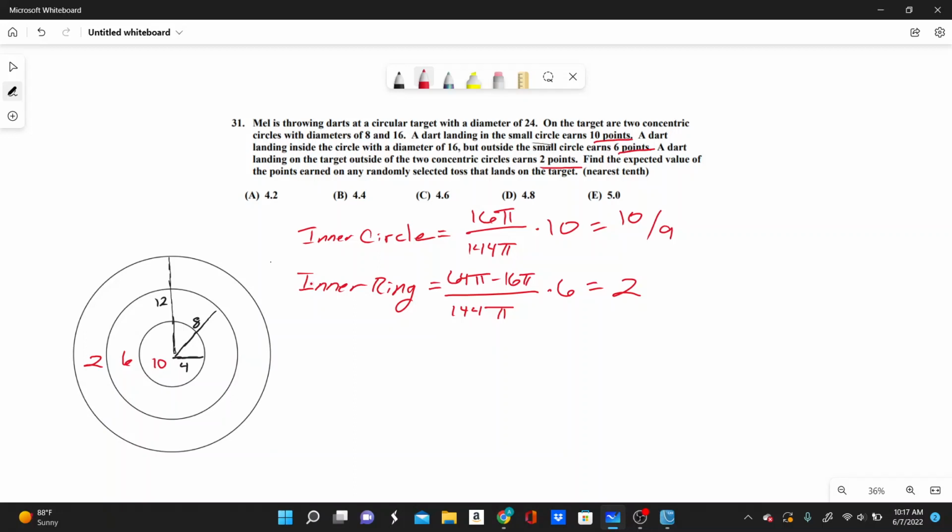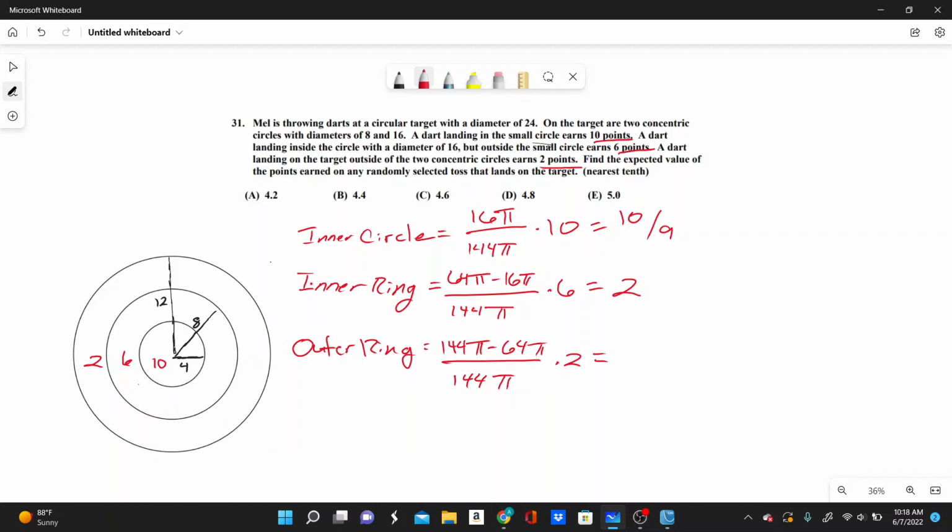And then for the outer ring, we use a very similar strategy. The total area, assuming that we don't have to subtract anything out, is 144 pi, because it's the full area. Then we subtract out the parts that we don't want, which is the area of the inner ring and the inner circle, which is just a circle with radius of 8. So we subtract out 64 pi, divide by 144 pi, because that's the total area, and then multiply by the point value, which is 2.